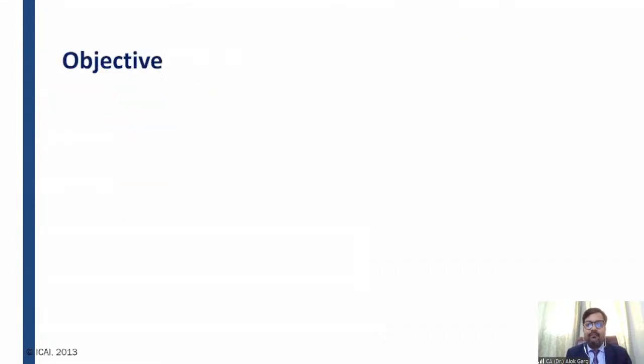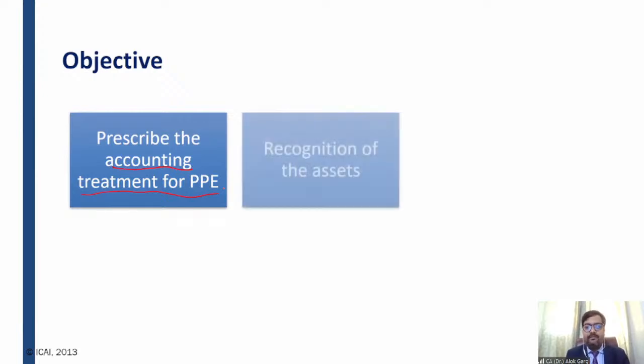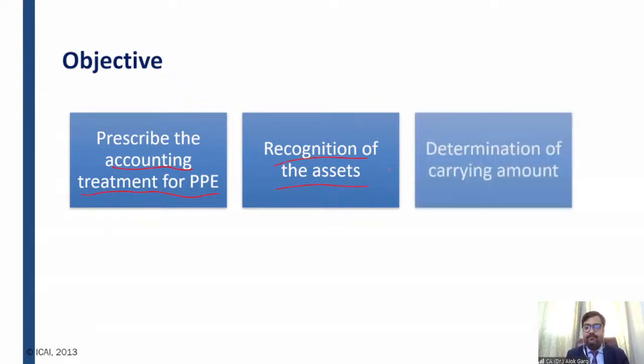So let's discuss one by one. Coming to the objective, what is the objective of Ind AS 16? Ind AS 16 prescribes the accounting treatment for property, plant and equipment. So this standard talks about what is the accounting treatment for property, plant and equipment, right? This standard also talks about recognition of the assets. So when an item has to be recognized as an asset, for example, if a company has purchased a truck, whether the truck has to be recognized as a property, plant and equipment, I mean to say an asset, or this truck has to be recognized as an expense, right?